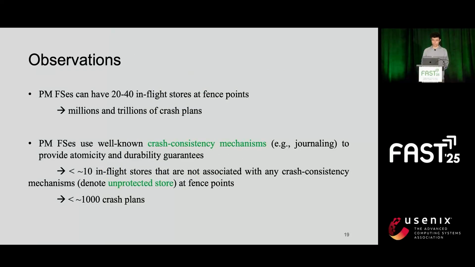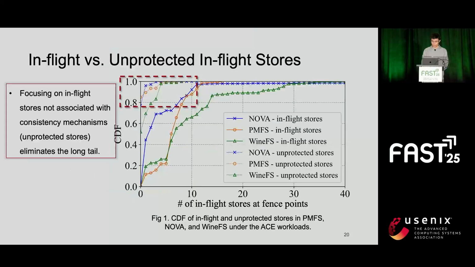Fortunately, we also observe that PM file systems use well-known crash-consistency mechanisms, such as journaling, to guarantee the atomicity and durability of operations. The real vulnerabilities lie in stores that are not associated with any crash-consistency mechanisms. We call them unprotected stores. These unprotected stores are fewer than 10 in our observation, and can generate only 1,000 crash planes. So here, we updated the figure with the unprotected stores.